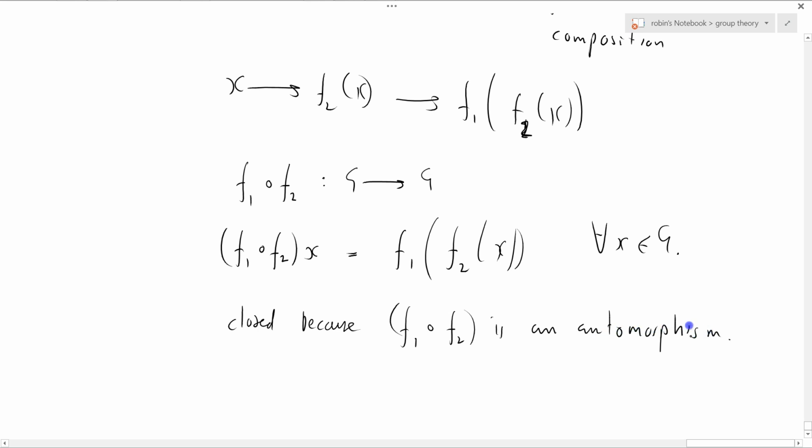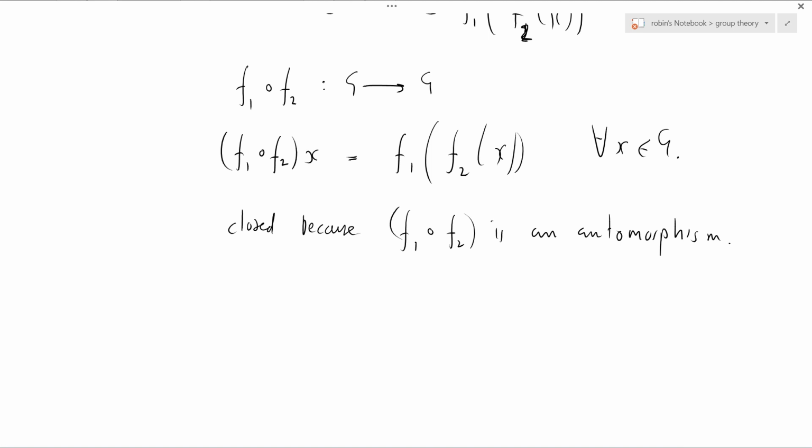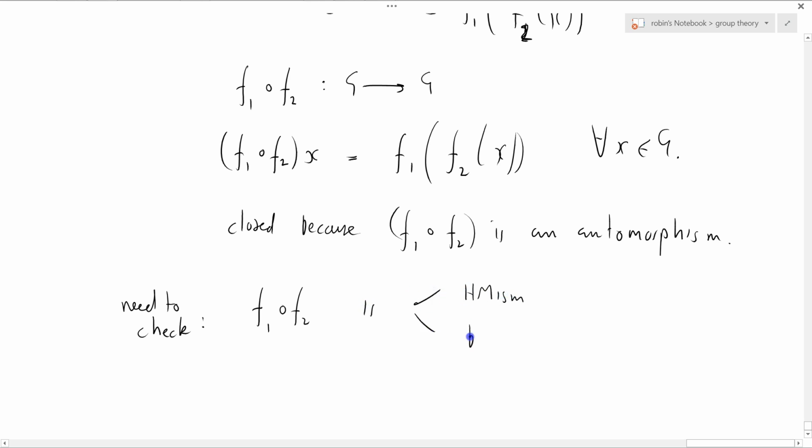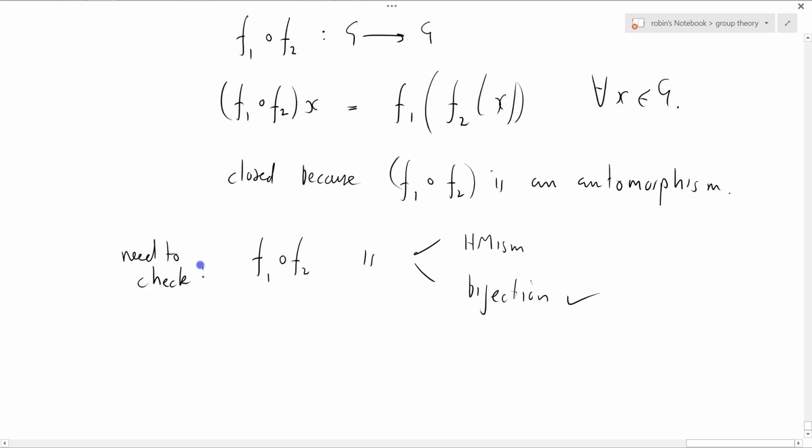Actually, that's not obvious, is it? So I better prove it. So what do we mean? Well, to be an automorphism, first of all, it's got to be a homomorphism. So we need to check that f1 combined with f2 is first of all a homomorphism, and secondly a bijection. Well, that one's obvious because the composition of two bijections is of course a bijection.